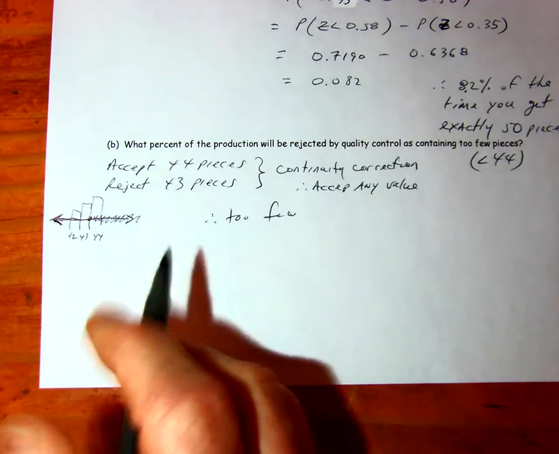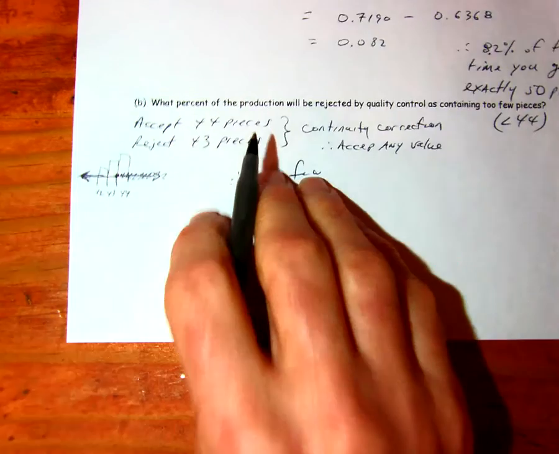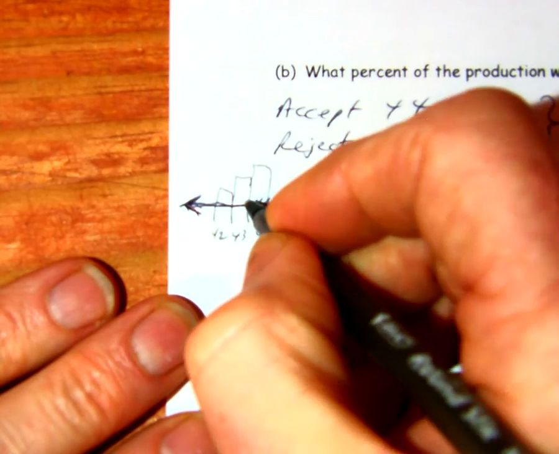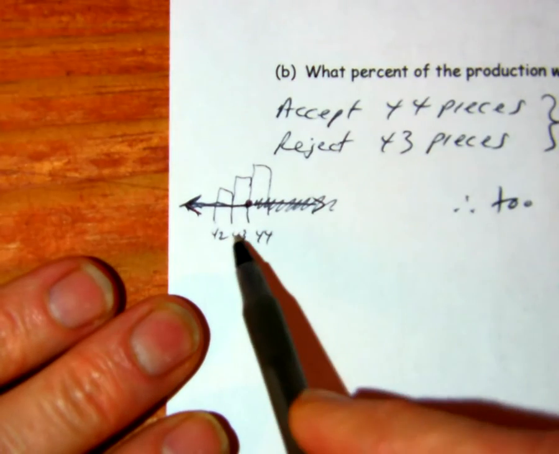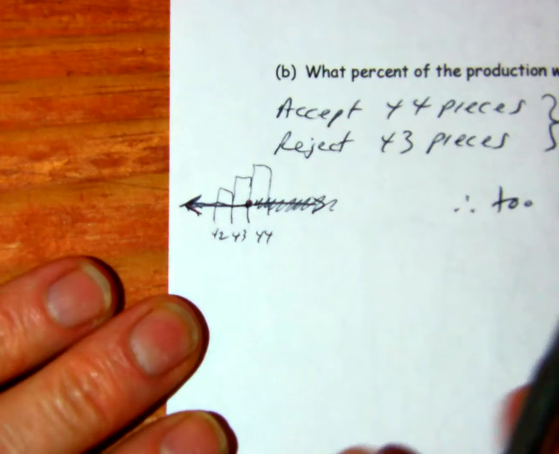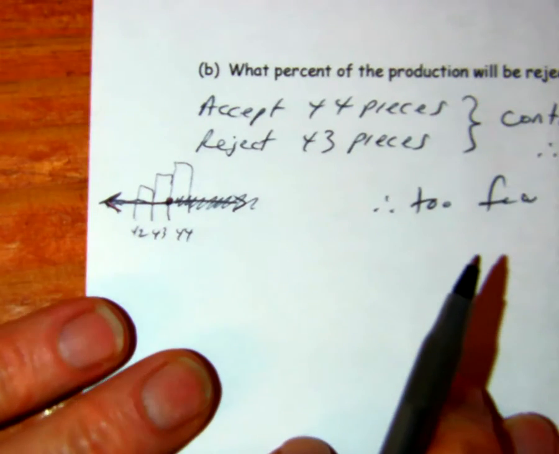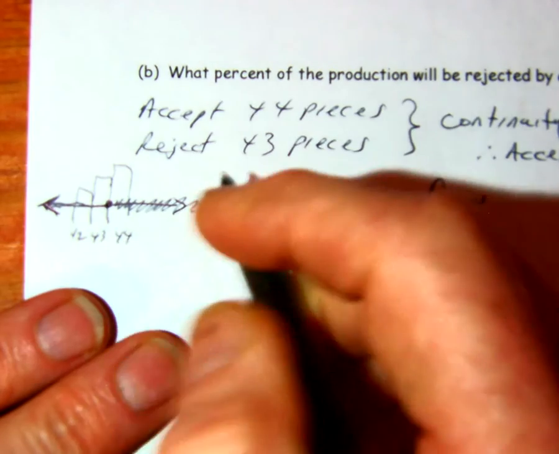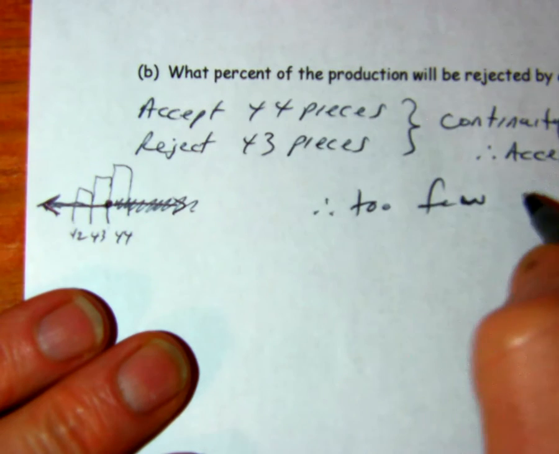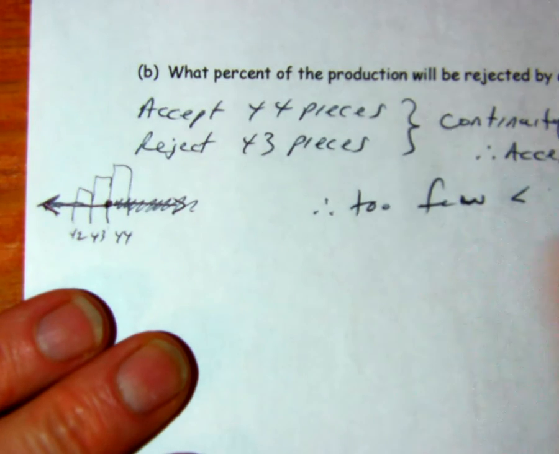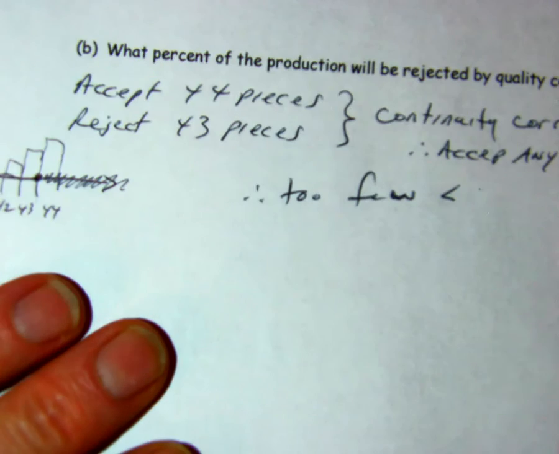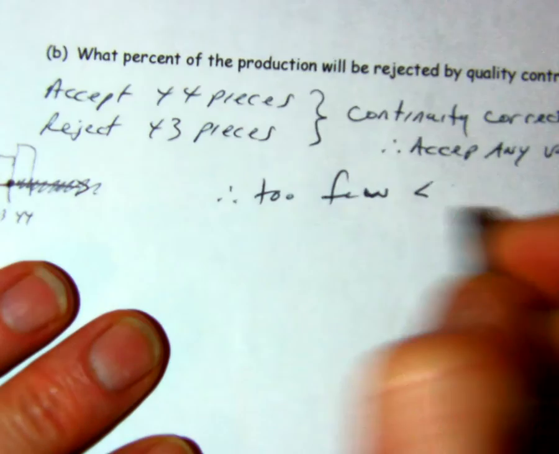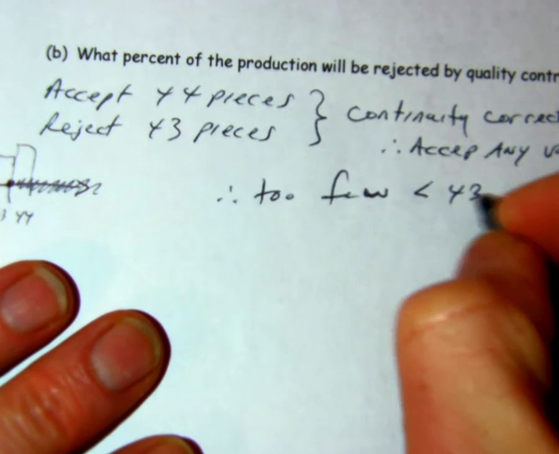Using continuity correction. Let's zoom in a little bit here. Where is this point? There's 43, there's 44. This is halfway between 43 and 44. So where is that point? So too few officially is going to be 43 and a half, right? Too few is less than. Using continuity correction, we're going to accept any value greater than 43 and a half. So too few is going to be any value less than 43 and a half, right?